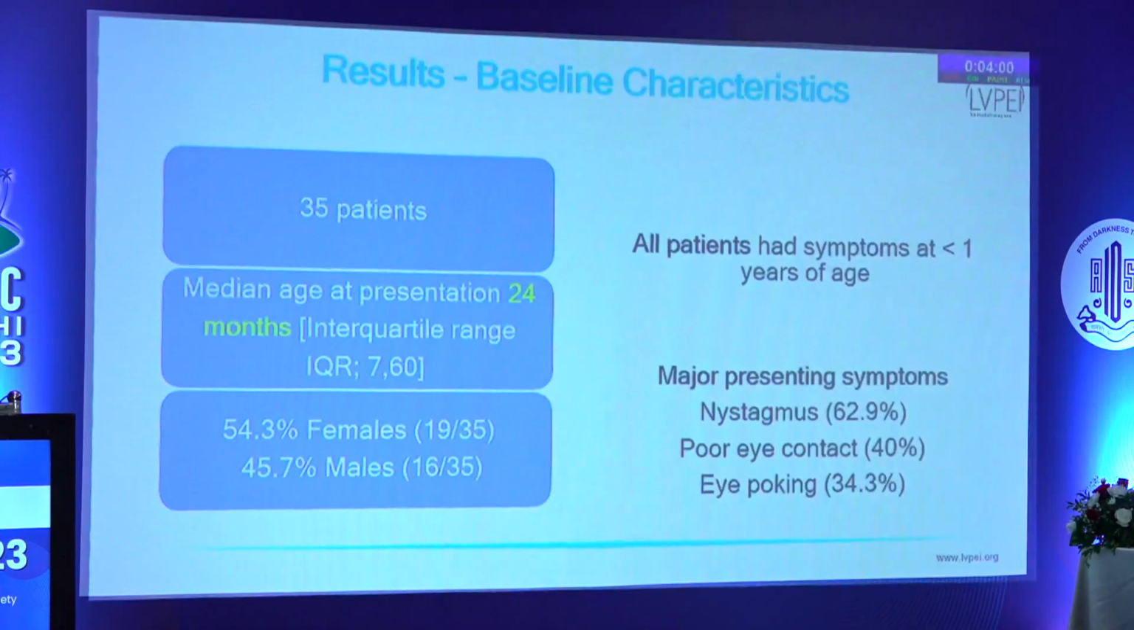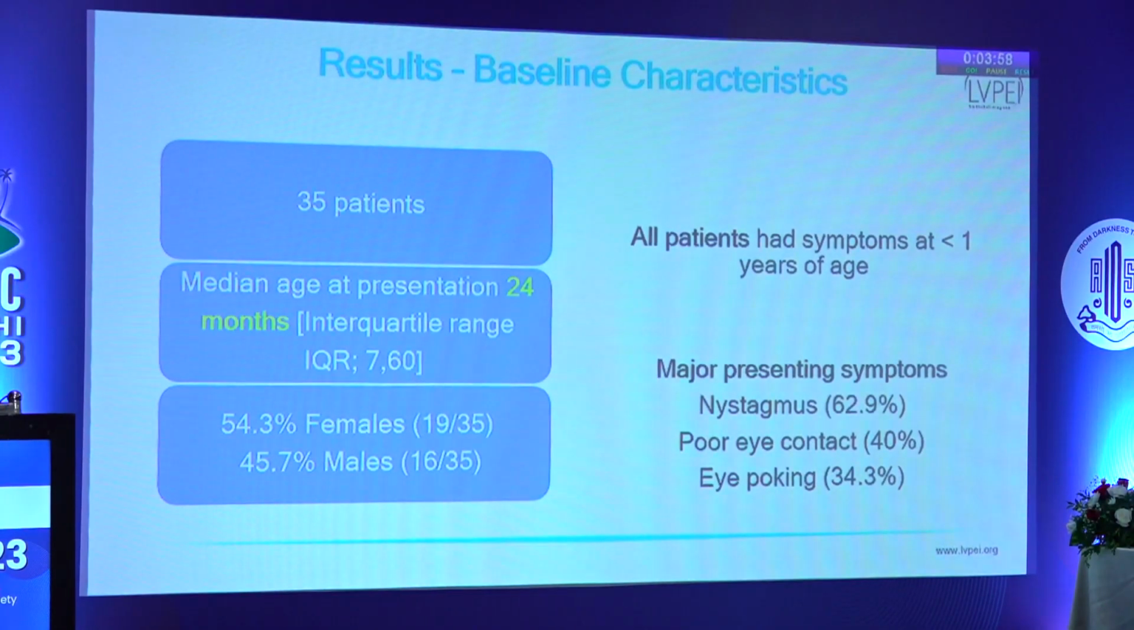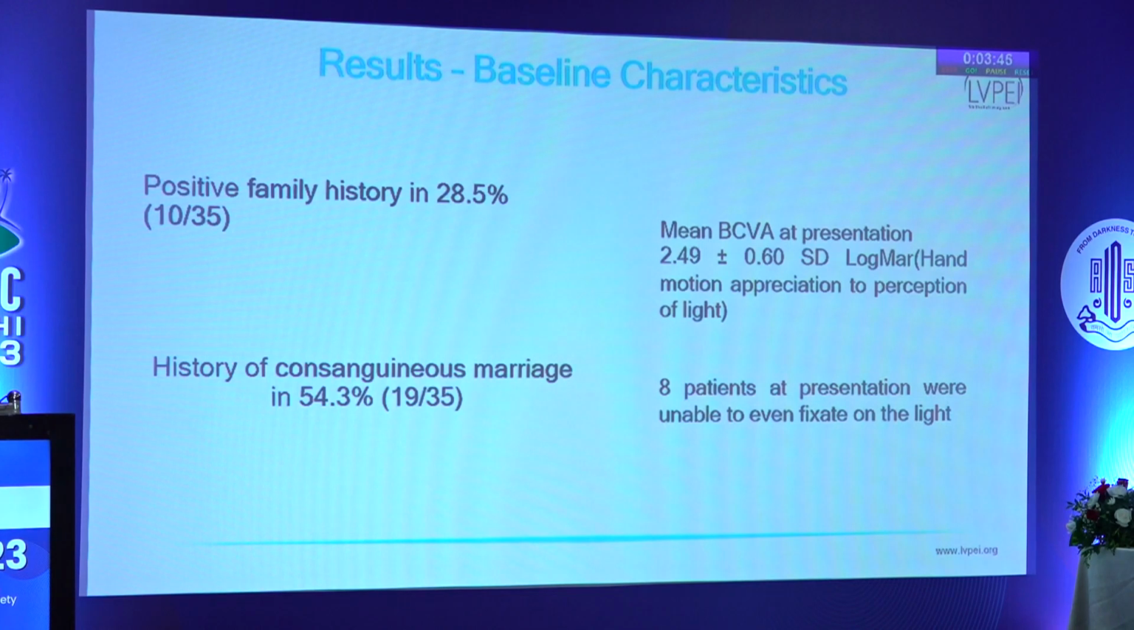These are the results. We had 35 patients. Median age at presentation was 24 months, and all the patients had symptoms at less than 1 year of age, which matches LCA. The major symptoms were nystagmus, poor eye contact, and eye poking. Positive family history was noted in 28%. As this is retrospective, maybe some records are missing. History of consanguineous marriage was noted in a good percentage, that is 54%.